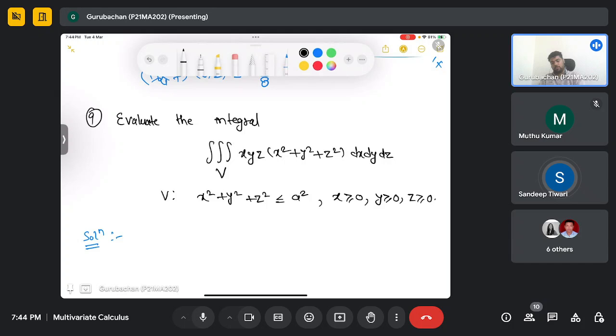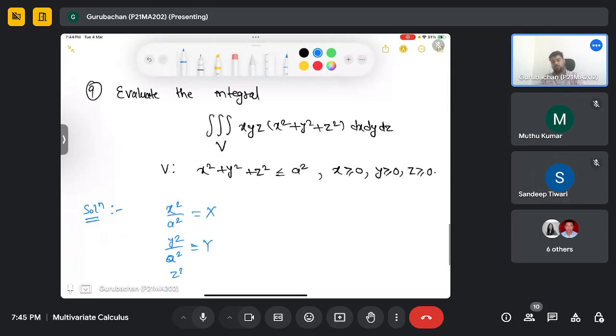You have to transform like this: x squared by a squared equal to some capital X, y squared by a squared equal to some capital Y, similarly z squared. So the bound will be 0 to 1. We will get the bound. But while solving the integral, you have to put the values, then you have to add them.